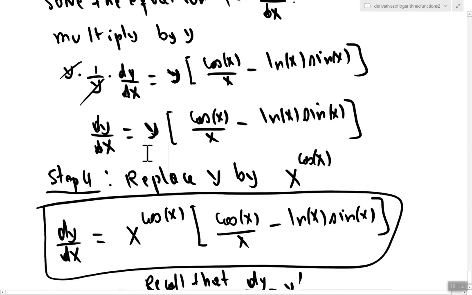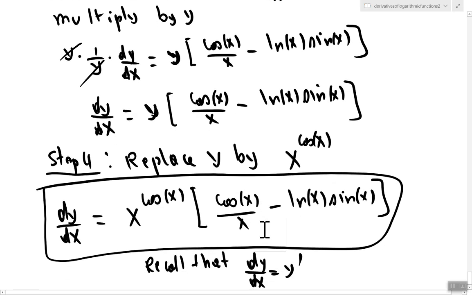Okay, so we plug in x raised to cosine of x for y, and then we finally get the final answer.